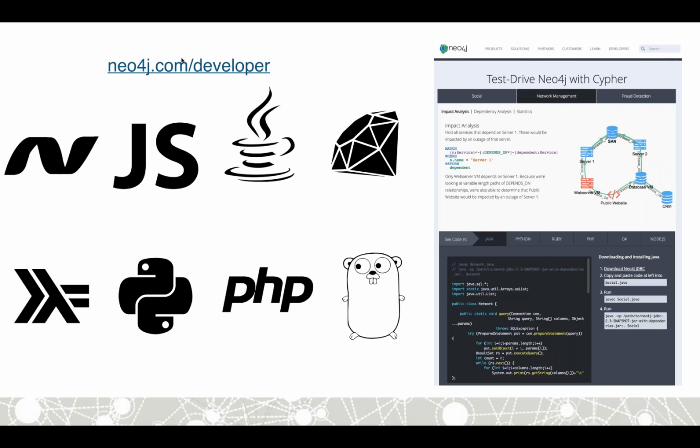The developer landing page, neo4j.com/developer, is a great place to look for example code for using any of our drivers. We also have some sample Cypher queries for some different use cases.